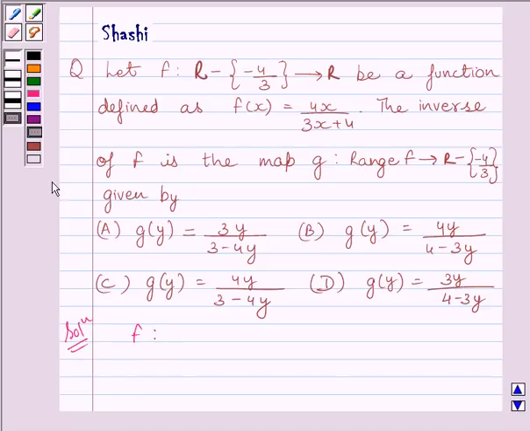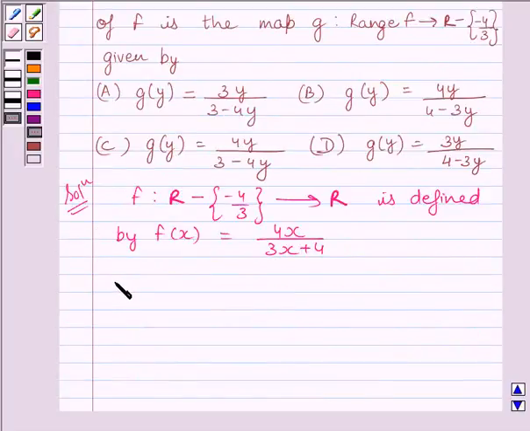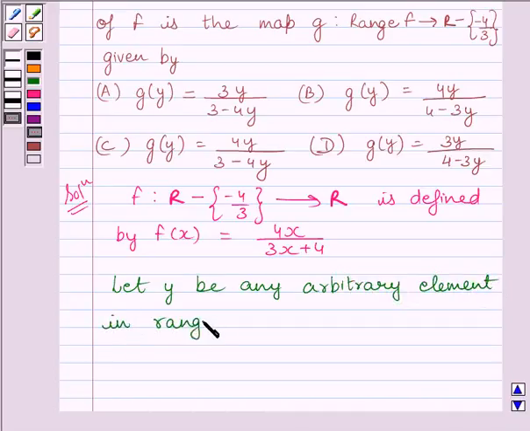We are given function f from R minus {-4/3} to R. Now it is defined by f(x) equal to 4x/(3x+4). Now let us consider any arbitrary element y in the range of function f. Then y must be equal to f(x) for some x belonging to the domain, that is R minus {-4/3}.